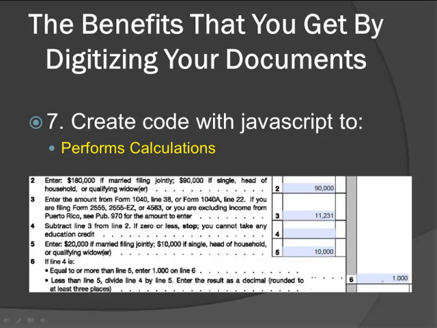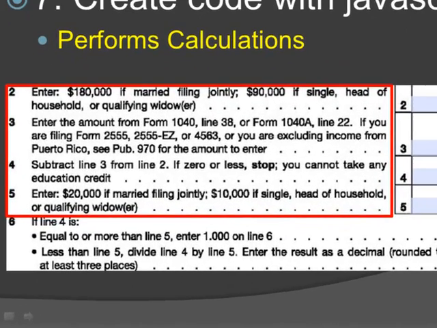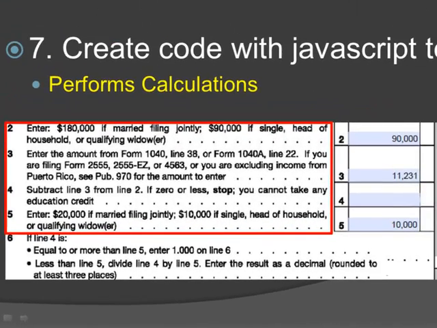We also have JavaScript. You create code with JavaScript that we would perform behind the scenes. This will allow you to perform calculations. For instance, in this right here, you would enter the amount 90,000 if you're single, which is what we put in. You would enter the amount for form 1040, line 38, which is this amount, 11,231. And you would enter 20,000 if married. In this case, the person was single, so the amount was $10,000.